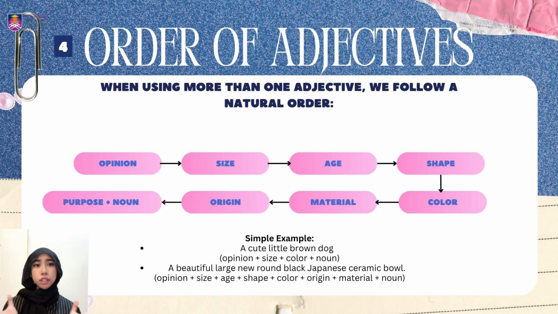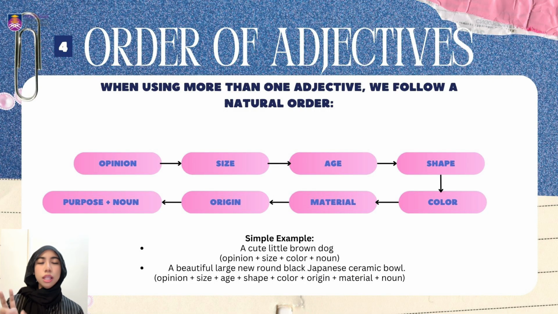So in what order should I use adjectives? When using more than one adjective, we follow a natural order: opinion, then size, then age, then shape, color, material, origin, and lastly, purpose or noun. For a simple example: a cute little brown dog. Cute is the opinion, little is the size, brown is the color, and lastly the noun is dog.